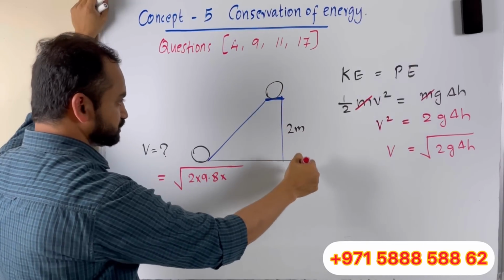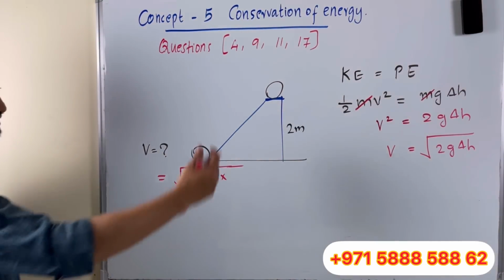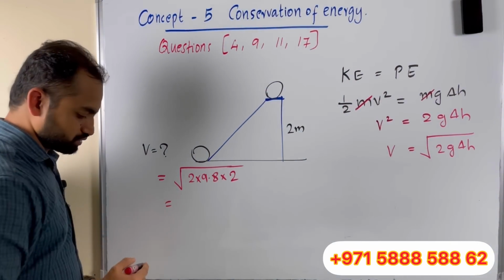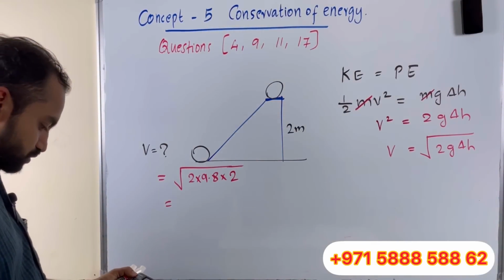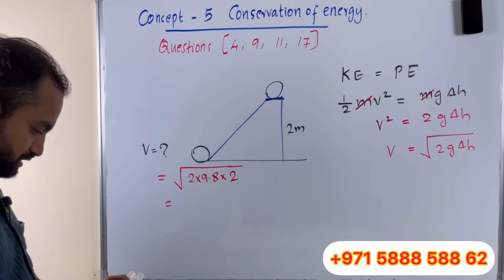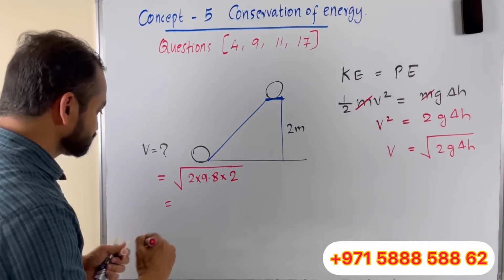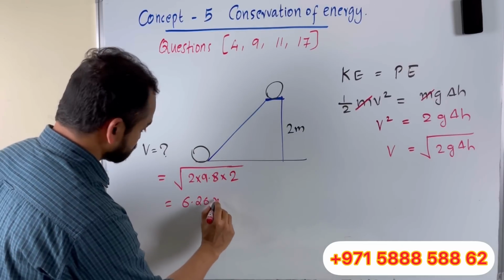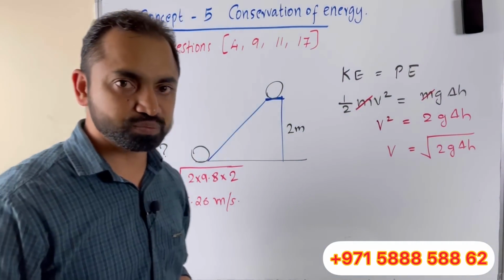Now the difference in height: before it was at a height of 2 meter, now it is on the ground, so the decrease in height is 2. So we calculate the square root of 2 multiplied by 9.8 multiplied by 2, which equals 6.26. 6.26 meter per second is the value of the speed.